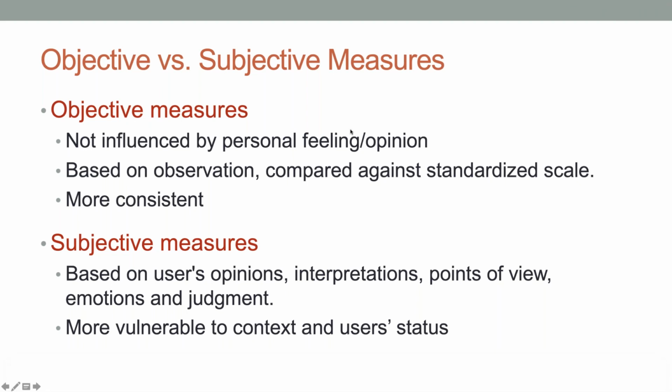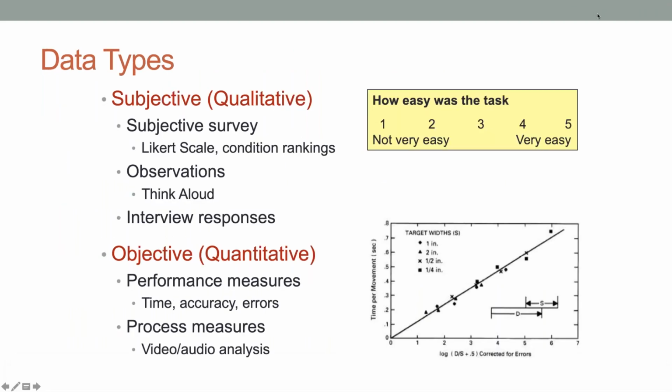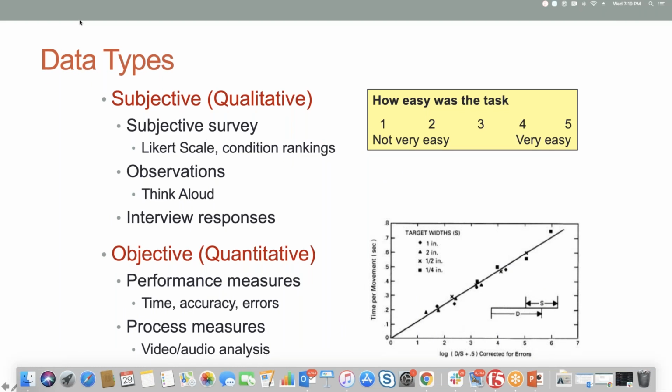So here's an example of several objective and subjective measures. You can see in this case a subjective measure, we've got a Likert scale going from 1 to 5, where they can rank how easy the task was. And the objective measure at the bottom here is a performance measure. So here's a graph showing that the time it took to perform a task is related to this log on the bottom. And so common performance measures are performance times, accuracy, and errors.